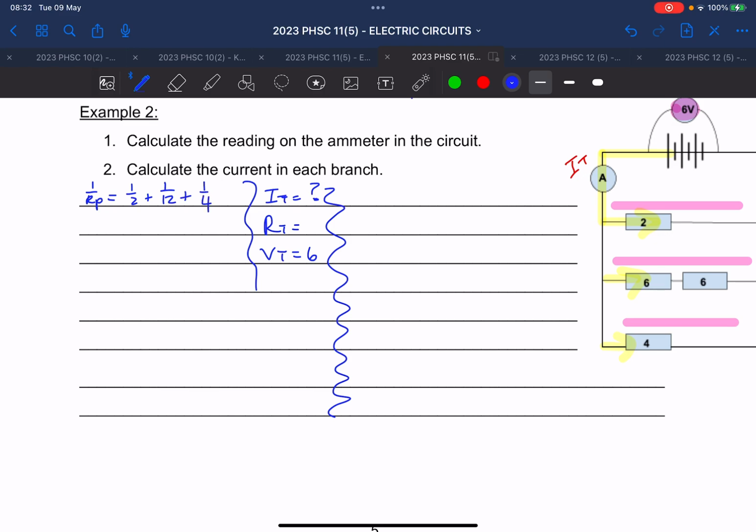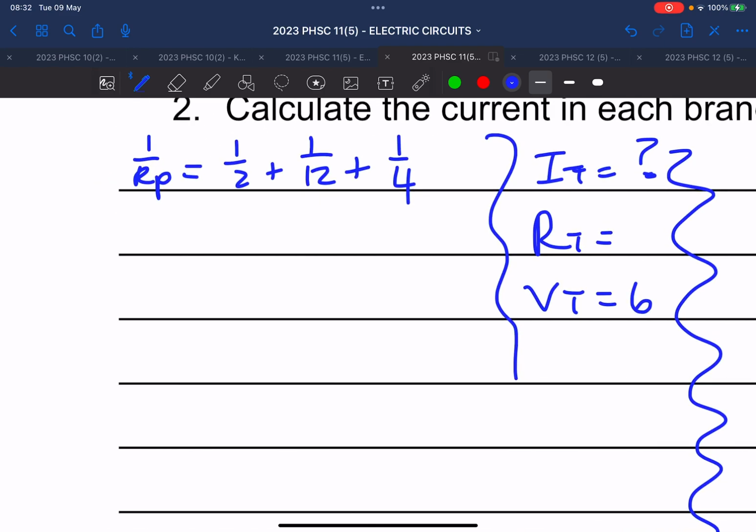Alright, I'm going to zoom in on the left hand side. Now you can type that into your calculator or you can use your brain. Yes, 6 plus 1 plus 3 is 10, so 10 over 12. That's the same as 5 over 6.